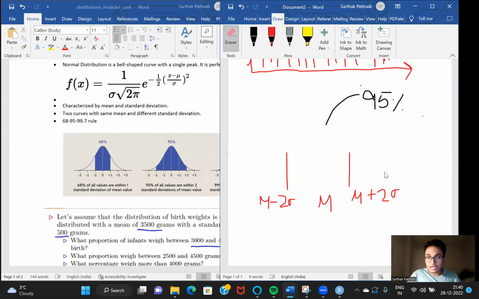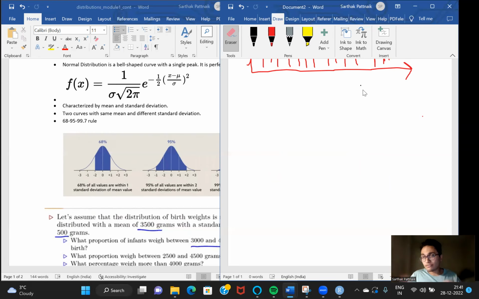So I'll remove this. So the next question is, do you have to memorize this fact that, okay, 68% of the values lie between one standard deviation from the mean, 95% lie within two standard deviations, and 99.7% lie within three standard deviations? The answer to this question is not really. And in the upcoming videos, you will understand this. And once you understand it programmatically, you will no longer feel the need to memorize this.